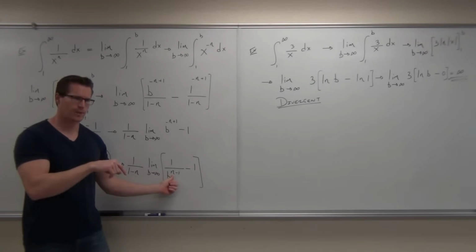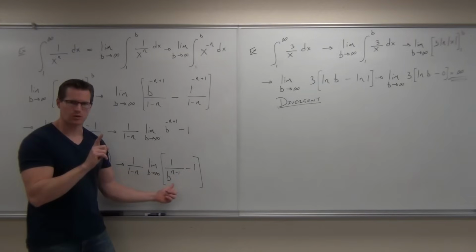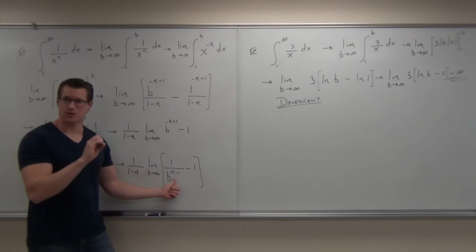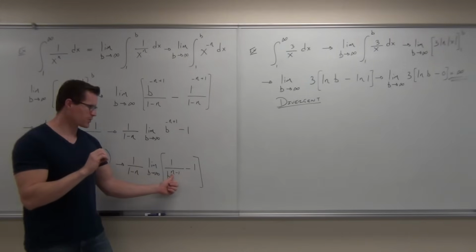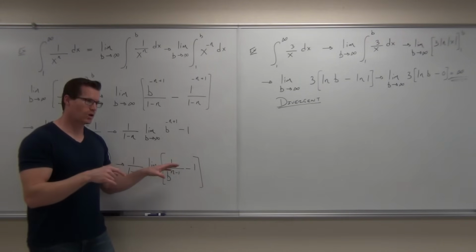If n equals 2, what's 2 minus 1? 1. This would be like infinity to the first power. That's infinity. What's 1 over infinity? 0. This would be convergent. You'd actually get a number out of that. How about 3? What if n is 3? 2. Same deal. Or 4? Same deal. Or 5? Same deal. Now, we already did the 1, correct?